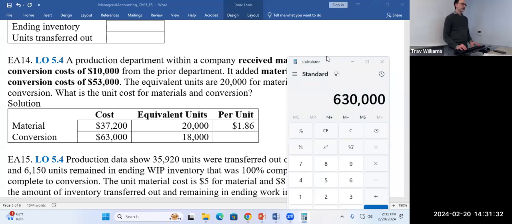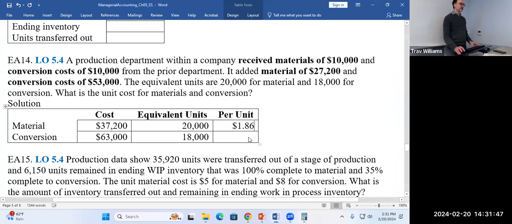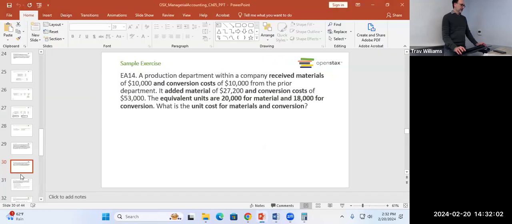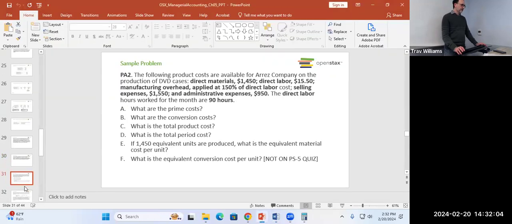Okay, so we take the conversion costs total. Divide by the equivalent units for conversion, we get $3.50 per unit. Okay. It wasn't that hard, right? Any questions? Okay, what's next? Oh, a problem. So let's go to the problem set.